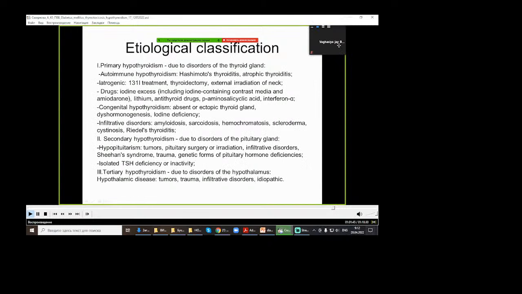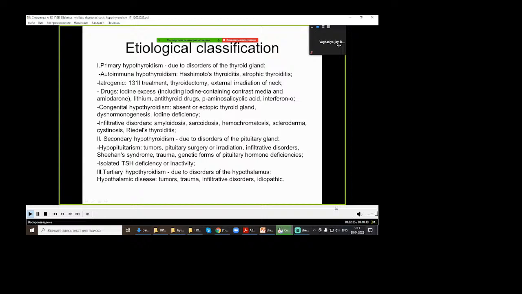So there is an etiological classification of hypothyroidism. It is divided into primary hypothyroidism due to disorders of the thyroid gland. It may be autoimmune hypothyroidism, for example Hashimoto's thyroiditis. It may be iatrogenic, due to drugs, congenital hypothyroidism, or infiltrative disorders in case of sarcoidosis, amyloidosis, and some other diseases, systemic diseases of connective tissue.